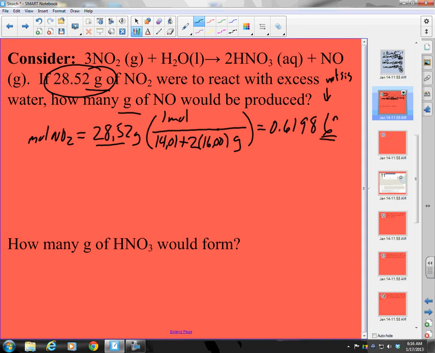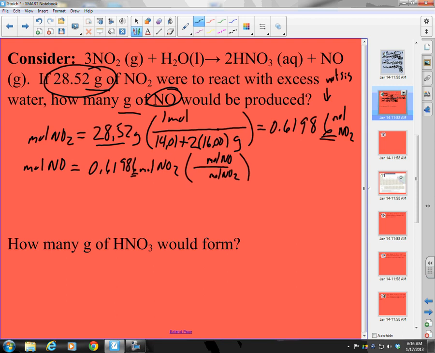So this is moles of NO2. But what is it that I want to get? I need to get NO. So I need to get moles of NO. How am I going to do that? I'm going to take 0.61986 moles of NO2 and multiply it by my mole ratio. I want NO, so I put moles of NO on top and moles of NO2 on the bottom, because I know that'll cancel.